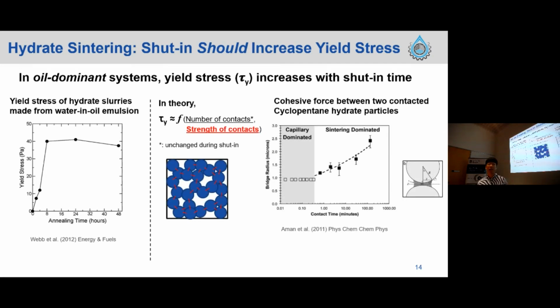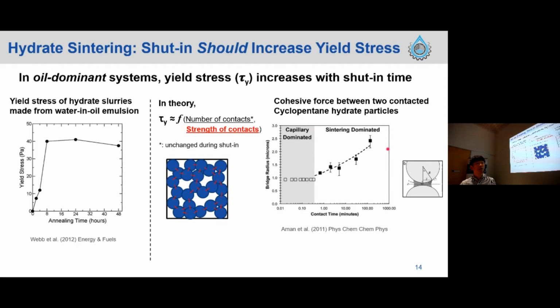However, this difference may be explained by the microscopic view of hydrate slurries. In theory, yield stress should be a function of the number of contacts, indicated by red bars, and the strength of contacts. But during shut-in operations, the number of contacts shouldn't change significantly. So the yield stress during shut-in may be explained by the strength of contact.